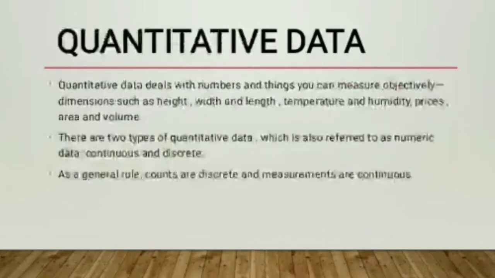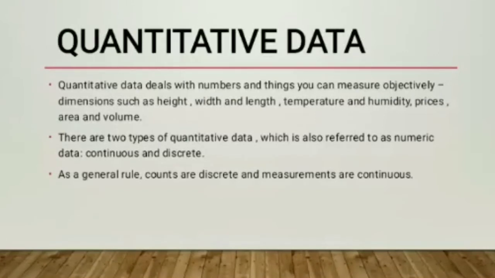So quantitative data deals with numbers and things you can measure objectively, dimensions such as height, width and length, temperature and humidity, prices, area and volume. There are two types of quantitative data, which is also referred to as numeric data: continuous and discrete. As a general rule, counts are discrete and measurements are continuous.